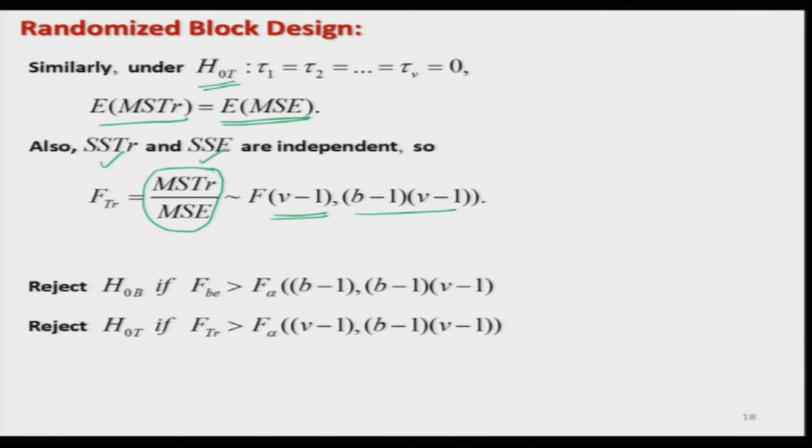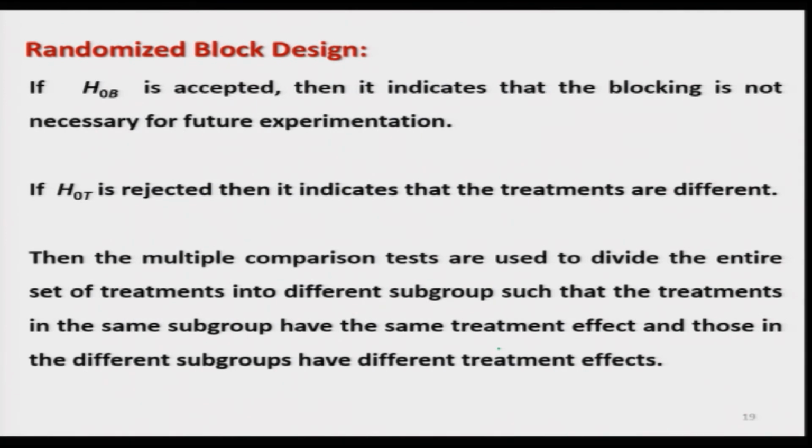So, now the decision rule for the two hypotheses for the block effect and the treatment effects comes out to be that the value of the F statistic, say here F for blocks and F for treatment, is greater than the tabulated value of F at the respective degrees of freedom, and based on that you can take a decision whether your H naught is going to be accepted or rejected.